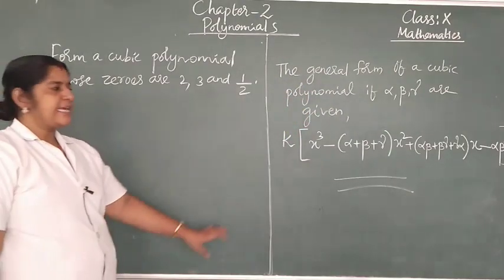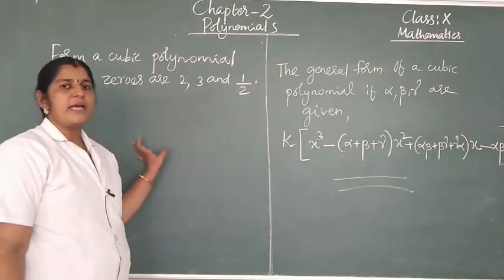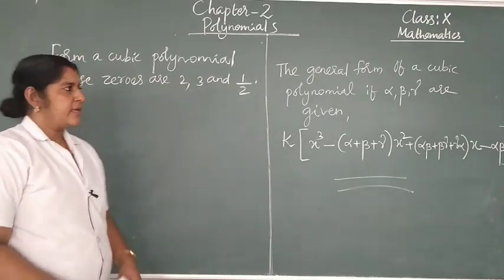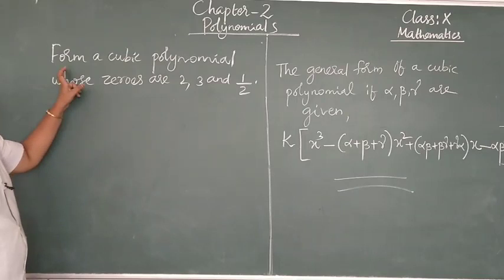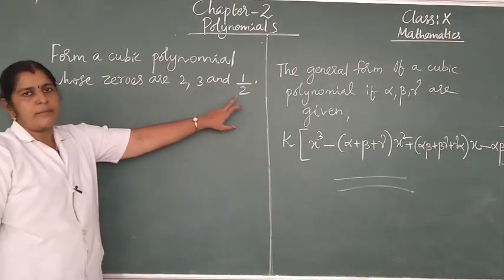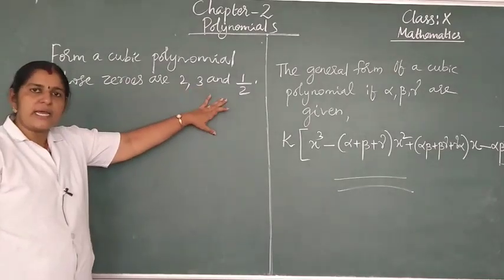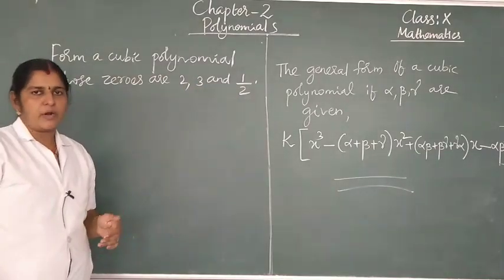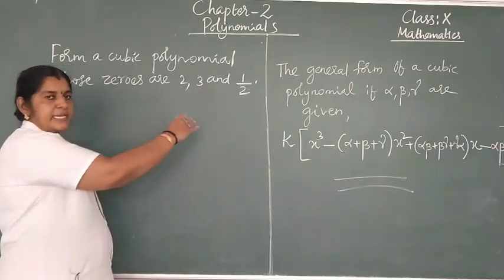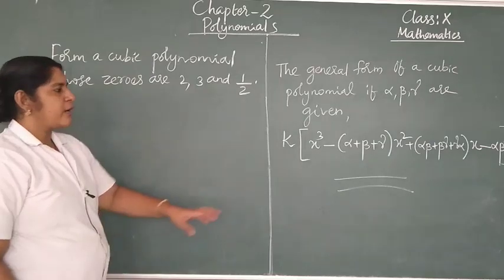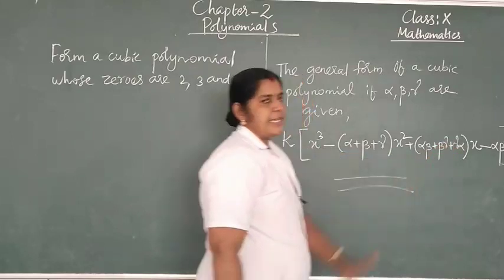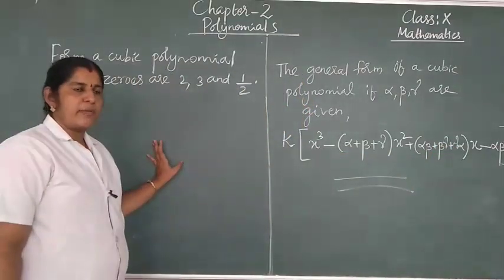Now we can see one example from this, how we need to form the cubic polynomial when the three zeros are given. Yes, now see this question. Form a cubic polynomial whose zeros are 2, 3 and 1 by 2. So here the three zeros are given. We need to form the cubic polynomial. So as I said, we need to assume the three zeros as alpha, beta and gamma, and find the value of alpha plus beta plus gamma. All these three quantities we need to find out, then we can form the cubic polynomial.